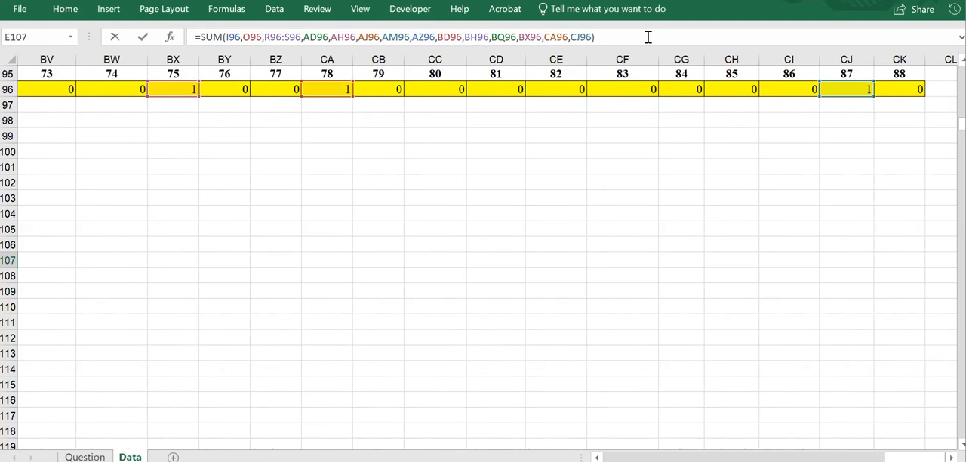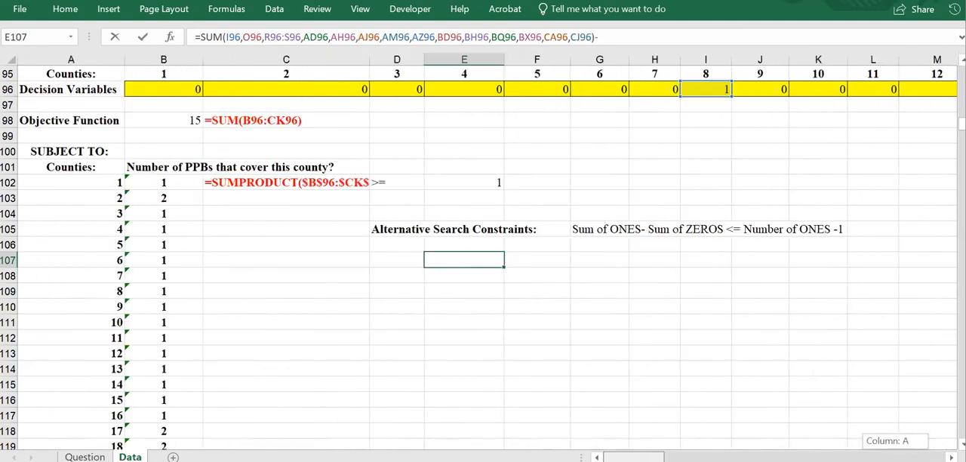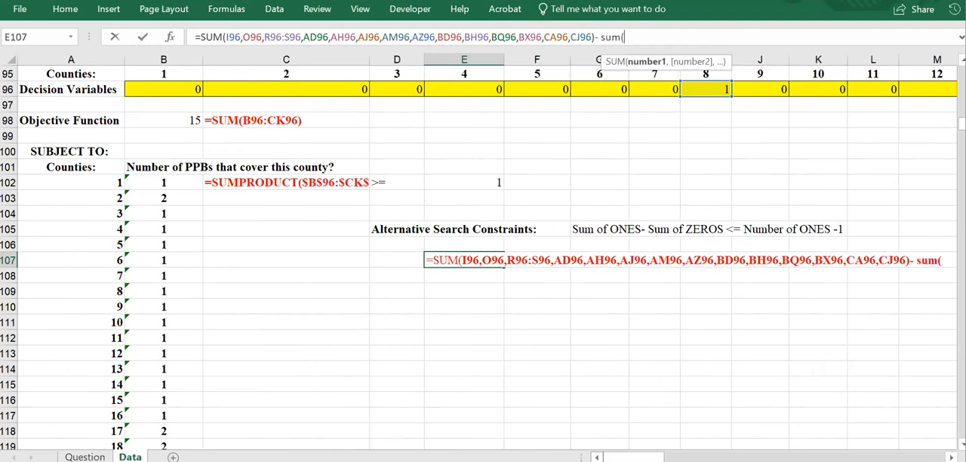So sum of ones minus sum of zeros. I'm going to go back from the beginning and start again. Minus the sum of all the zeros.